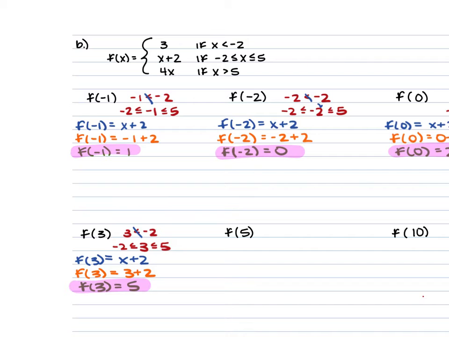For f of 5, we do 5 is less than -2. That doesn't work. Then we would have -2 is less than or equal to 5, which is less than or equal to 5. That does work. So once again, we'll use the x plus 2. So f of 5 is equal to 5 plus 2. 5 plus 2 is 7. So f of 5 is equal to 7.